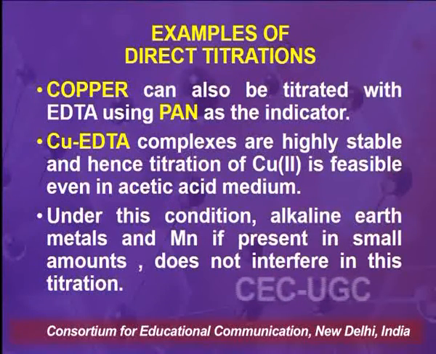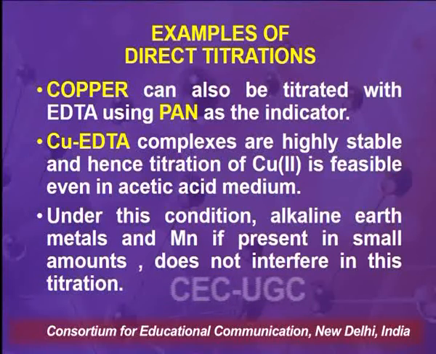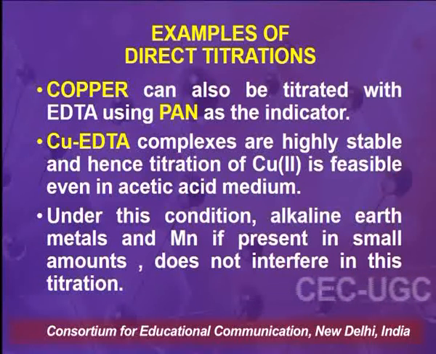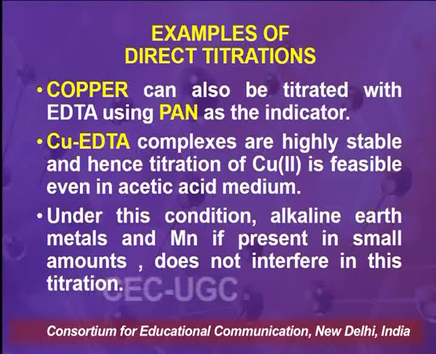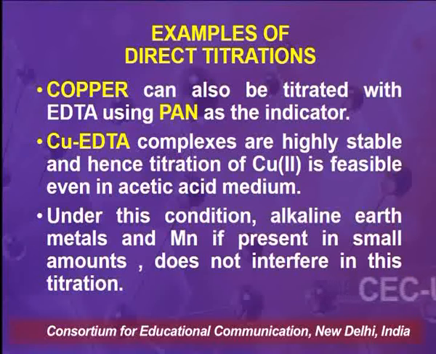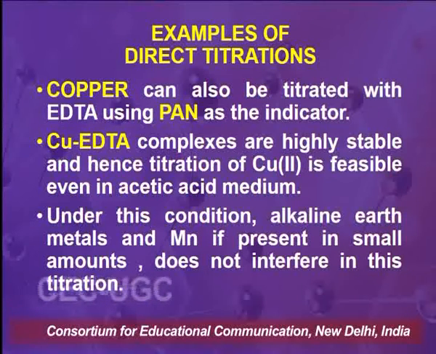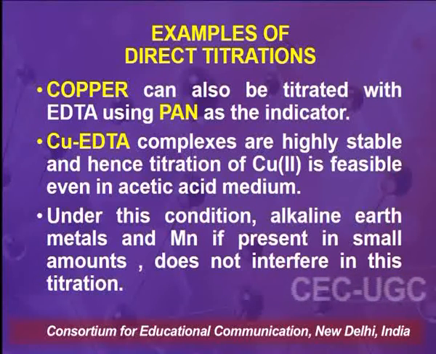Copper can be estimated complexometrically using PAN as the indicator. PAN is a short form of 1-(2-pyridylazo)-2-naphthol. Copper EDTA complexes are highly stable and hence the titration of copper 2 is feasible even in acetic acid medium. Under this condition, alkaline earth metals and manganese, if present in small amounts, do not interfere in this titration.